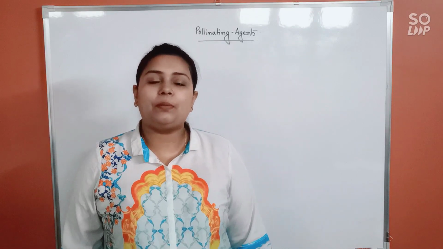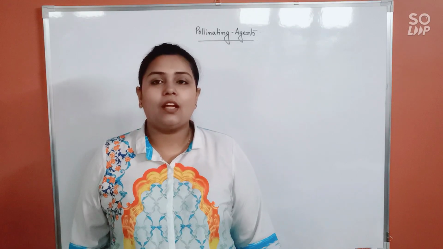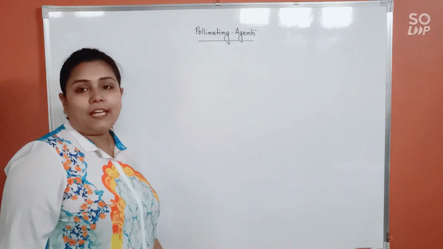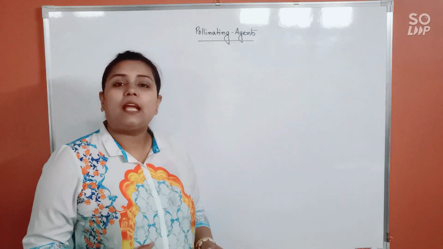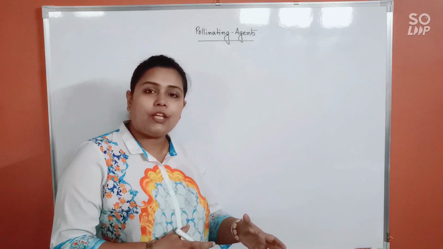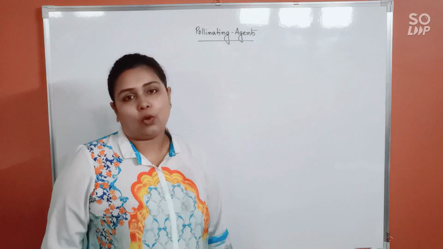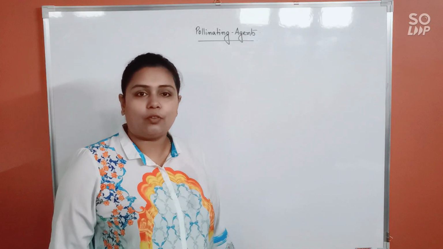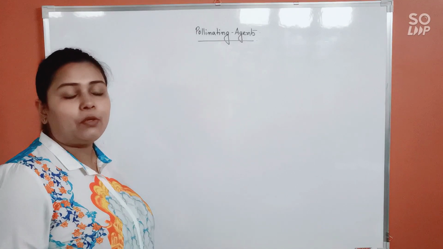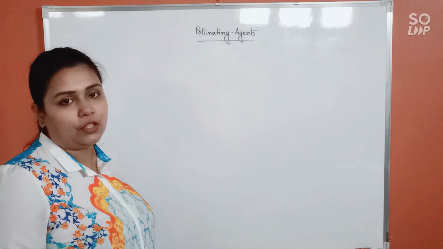In today's class, we'll be discussing pollinating agents related to cross-pollination. Okay? So, pollinating agents, these are the agents which will take up the pollen grains from one region to another, in case we are talking about cross-pollination. Alright? Now, pollinating agents can be of various types, but we categorize them into two divisions.